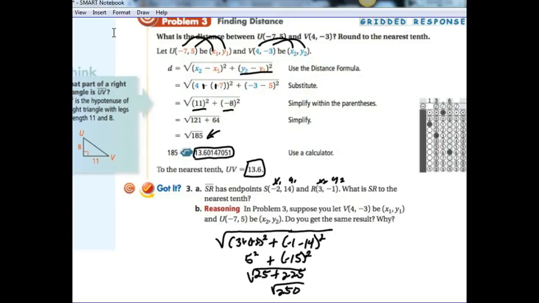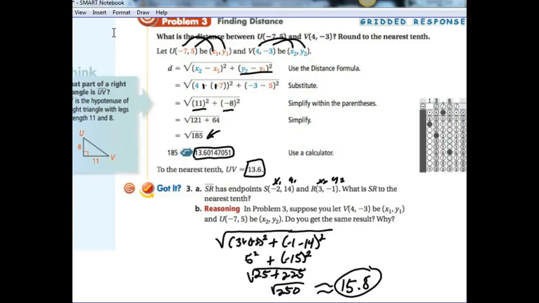And then if you use your calculator to find out what the square root of 250 is, that is approximately, and it said round to the nearest tenth, that ends up being 15.8. And that becomes your answer to this.